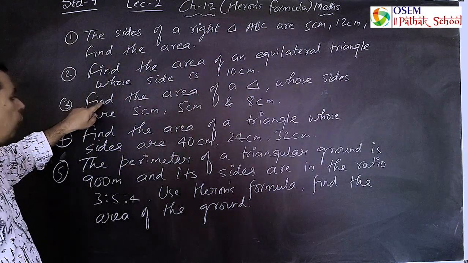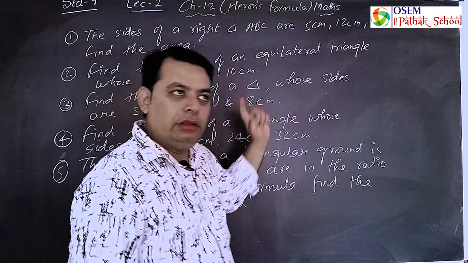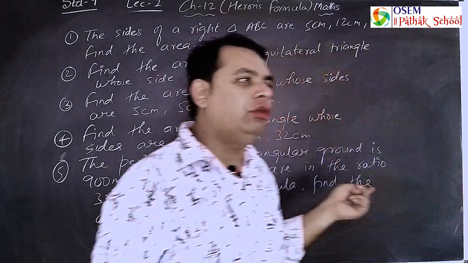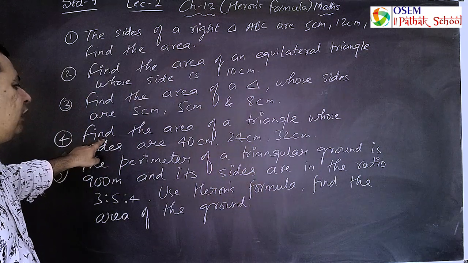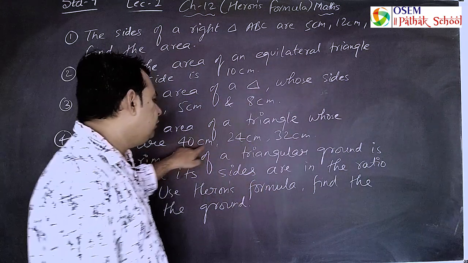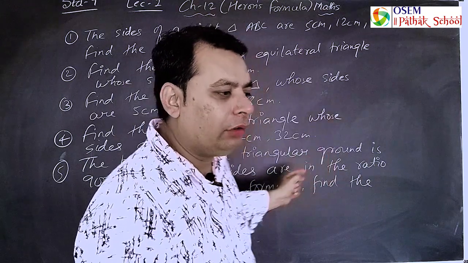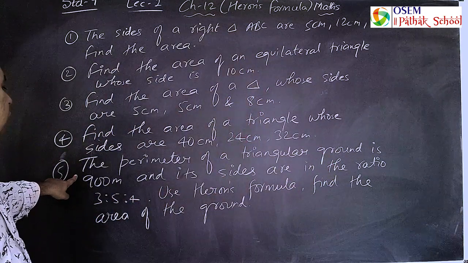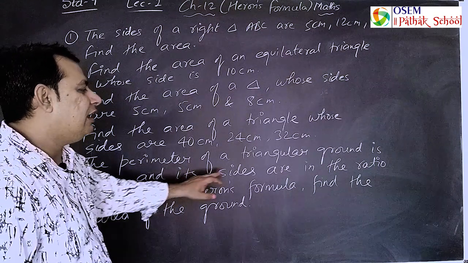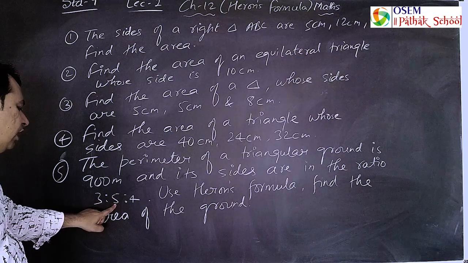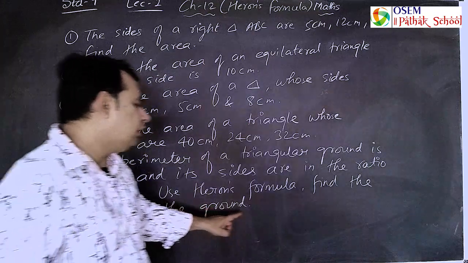Then the third question: find the area of a triangle whose sides are 5, 5, 8. It is an isosceles triangle. Apply Heron's formula and also the isosceles formula, which I have shown you. Now the fourth one: find the area of a triangle whose sides are 40 centimeter, 24 centimeter and 32 centimeter. You have to use Heron's formula for that. And the last question: the perimeter of a triangular ground is 900 meter and its sides are in the ratio 3:5:4. Use Heron's formula and find the area of the ground.